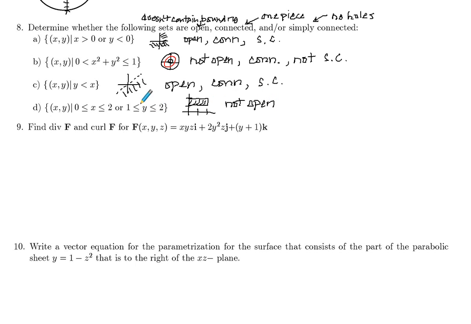So if these were strict inequalities, then it would be open, and we do use dashed lines. It is connected though, all one piece, and it is also simply connected, no holes in the region.